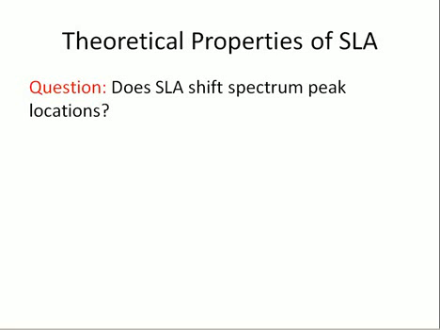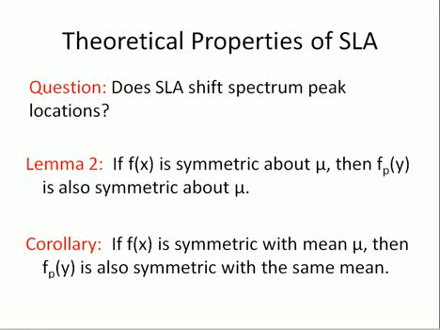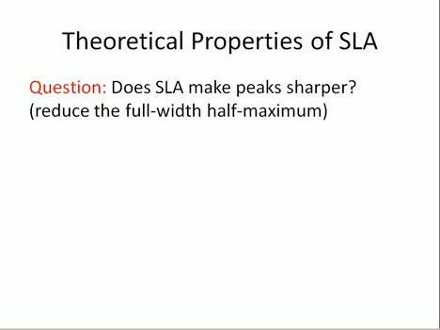The second question that we might have is, does SLA shift the peak locations? And this is a property that we wouldn't want to have. So we would like the peaks to remain centered where they are, because that's going to help us identify the material. And we can do that with this second lemma, which says that if the input PDF is symmetric about mu, then the output PDF is also symmetric about mu. And what this means is that if the input PDF is symmetric with a mean mu, then the output PDF is also symmetric with the same mean mu. Interpreting this, it means that if we have a single peak, the SLA transformation does not actually shift the peak location.